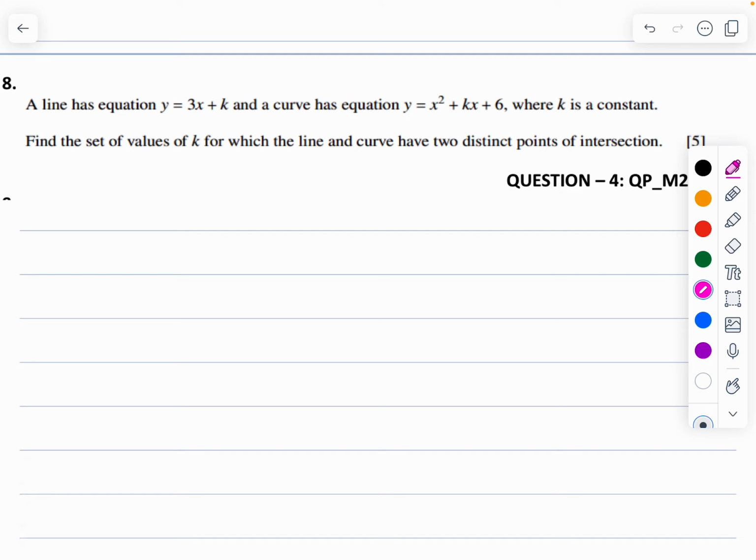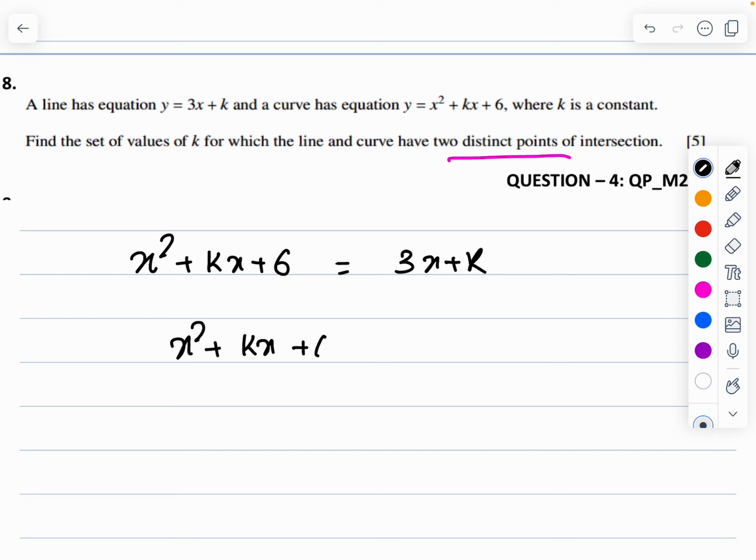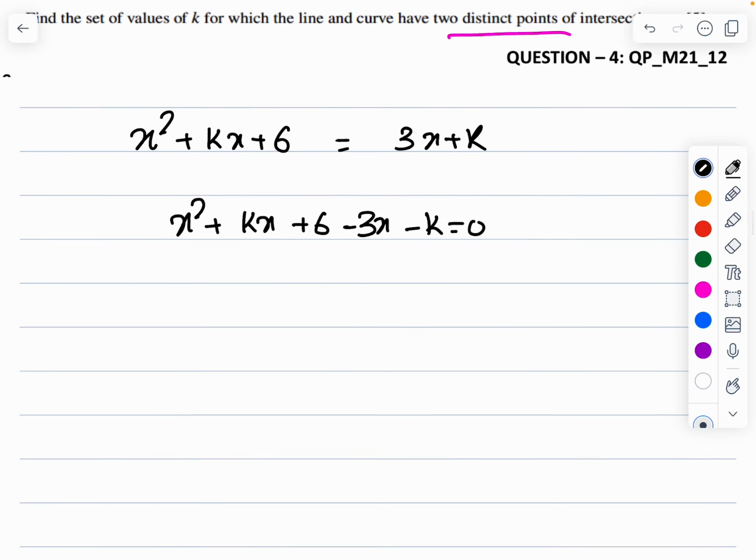Question number 8. Again, a curve and a straight line equation is given. Find k such that it has two distinct points. So what am I going to do? x² + kx + 6 = 3x + k. So x² + kx + 6 − 3x − k = 0. Then write it out in standard form: x² + x common, (k − 3)x, and 6 − k = 0. These two are like terms and these two are like terms.